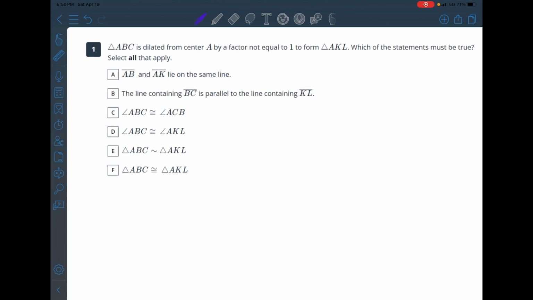Triangle ABC is dilated from center A by a factor not equal to 1 to form triangle AKL. Which of the statements must be true? Select all that apply, which means there's probably going to be more than one. So it says that we have a triangle ABC, so let's draw that out.